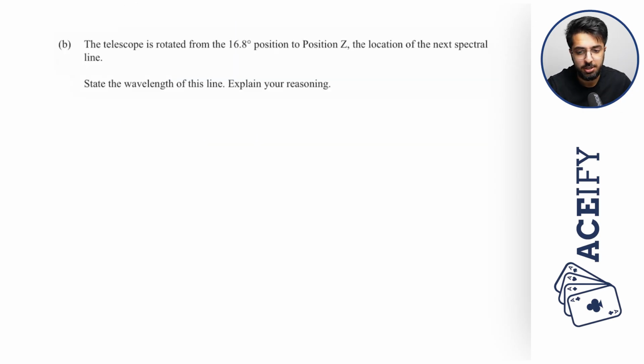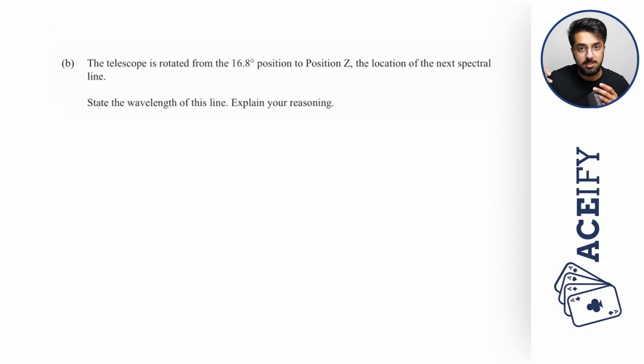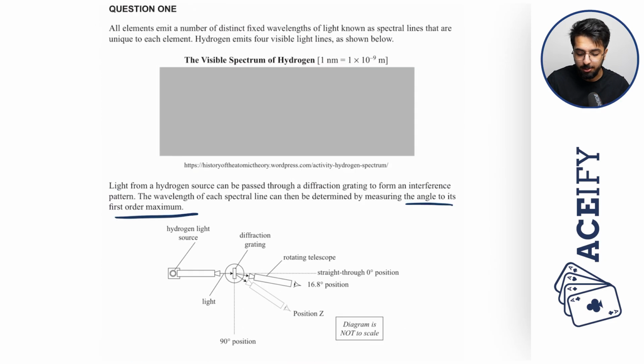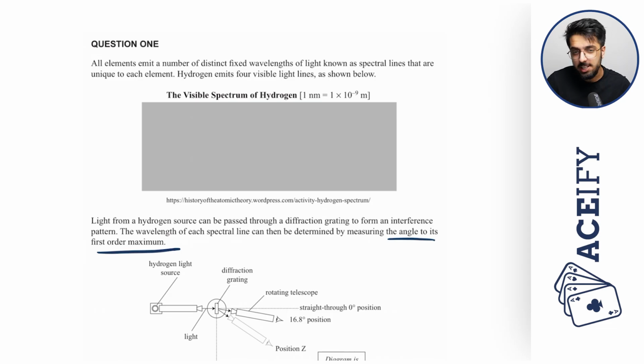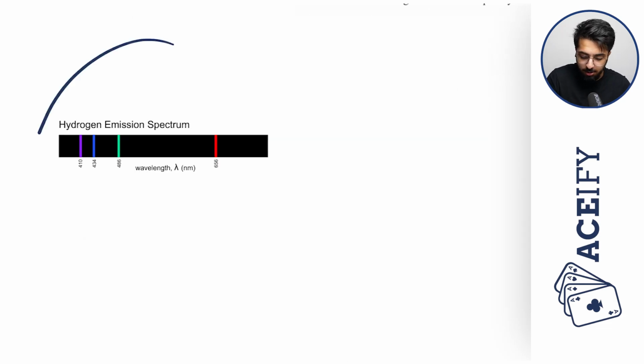There we go. The telescope is rotated from the 16.8 degree position to position Z, which is the location of the next spectral line. State the wavelength of this line and explain your reasoning. Alright, so this question is impossible without the image that we are not given. Alright, so we need this image. So I'm gonna put this image roughly right here.